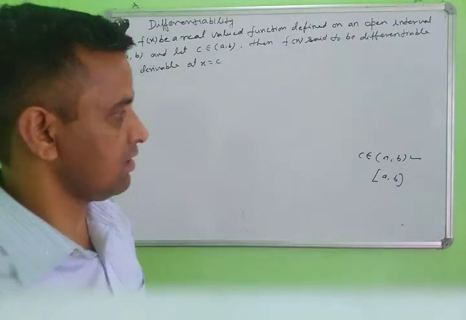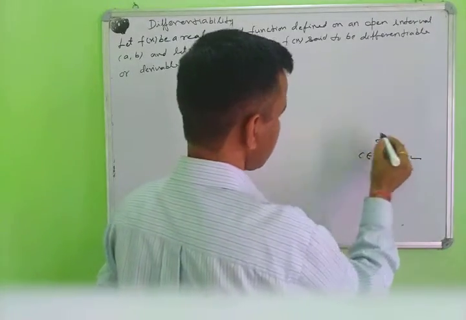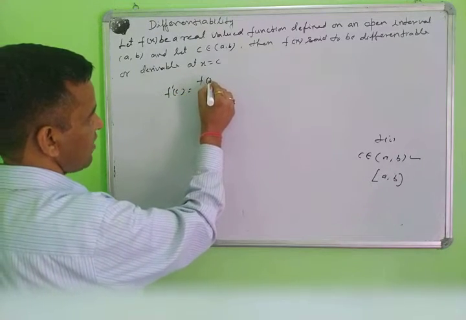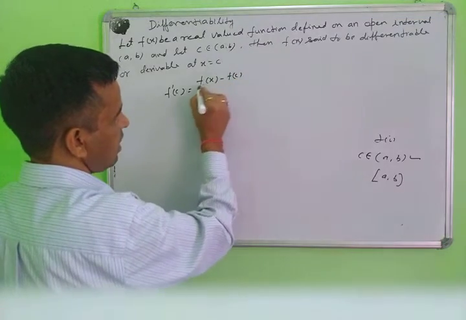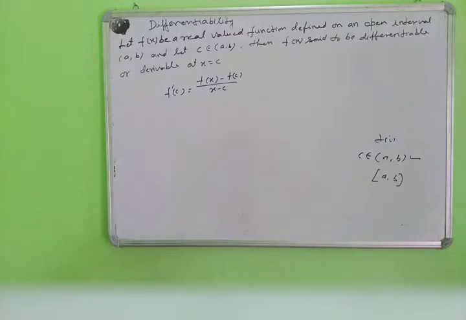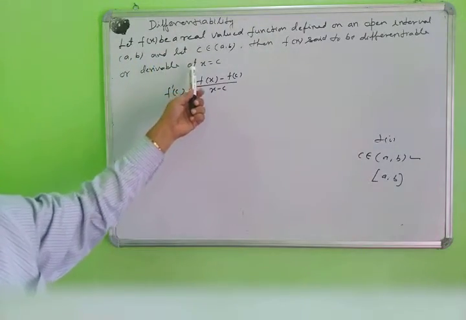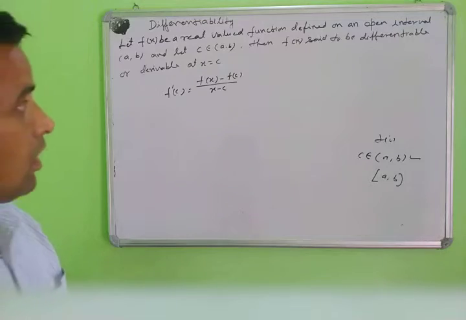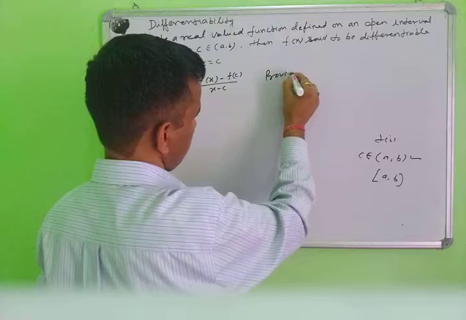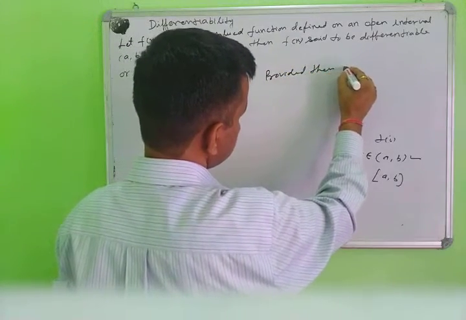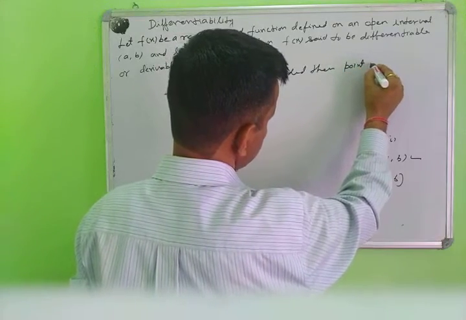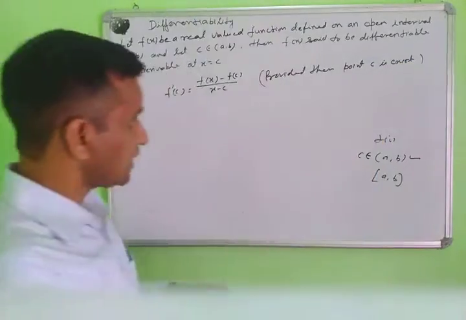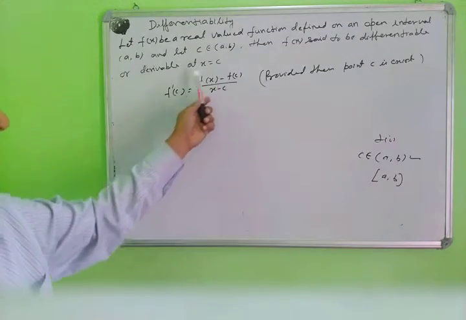Then f(x) has to be differentiable. For this function f(x), f dash c equals the limit of f(x) minus f(c) upon x minus c, and it is said to be differentiable or derivable at x equal to c, according to the definition of differentiability, provided that this limit at the point c exists.